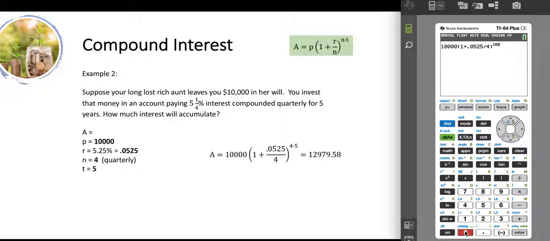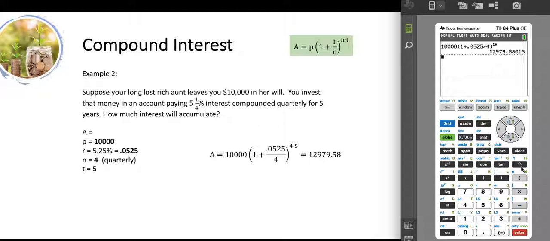Those of you that are using an older calculator, for example, if you're using the TI-83, your screen probably doesn't look like this. It probably has a caret. That's this caret. Remember, that's how we got the exponent. And you would have to put 4 times 5 in parentheses. You can save the hassle by just typing 20 because I think you all can figure out 4 times 5 is 20. So anyway, the answer comes out to be $12,979 and roughly 58 cents.